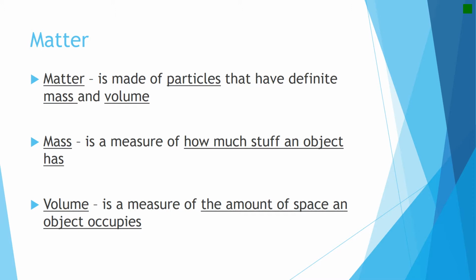So if I say it has 40 grams and this other one has 80 grams, the one with more mass has basically more stuff. Volume is a measurement of how much space an object occupies. So how much space it takes up. So matter has to have both stuff, and that stuff has to take up space.